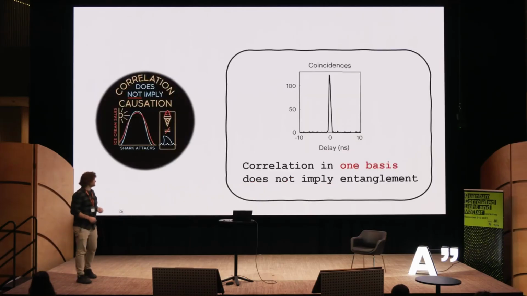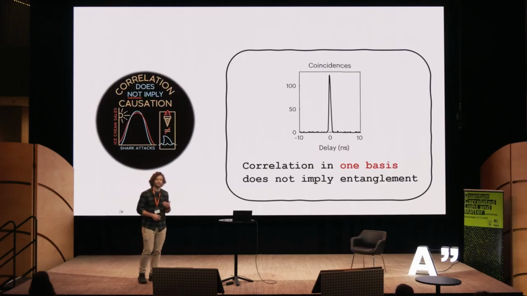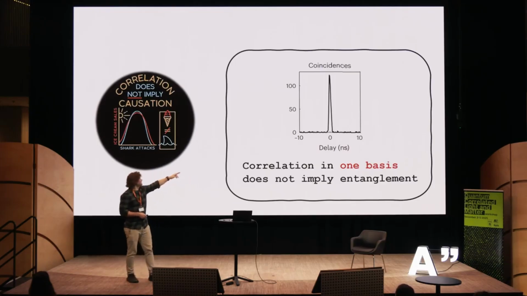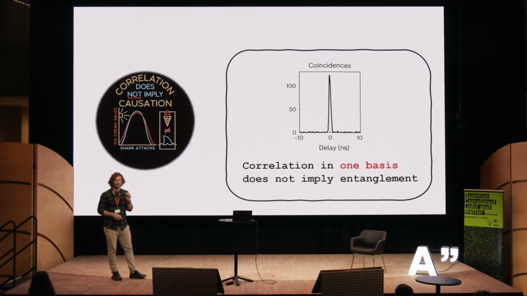And I just want to make this point because there's often confusion in this. Correlation in one basis does not imply entanglement. So just seeing this coincidence peak does not mean we have entangled photons. If we want to really verify entanglement, the temporal correlations we need to measure in a conjugate basis. For time, this would be energy. So then we would need to also verify that we have correlations in energy, which is something we're setting up to do.